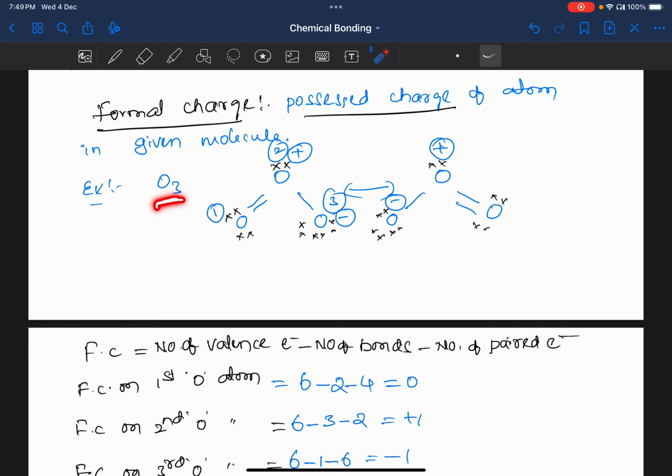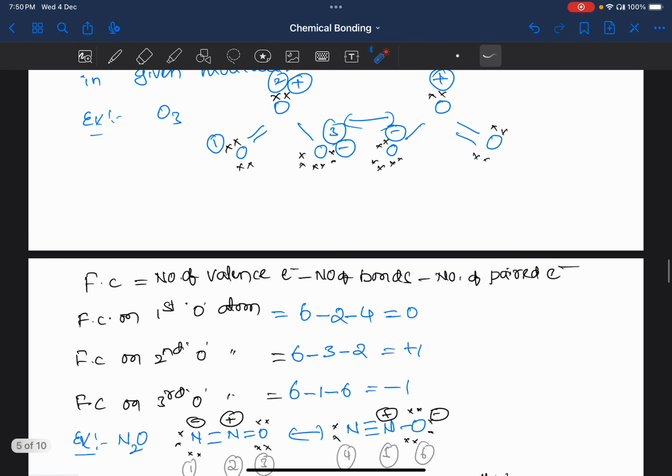Here I took the ozone molecule. These two are the resonance structures of the ozone molecule. In the first structure, the double bond is present in this direction, whereas in the other structure, the double bond is present in the opposite direction. Now I wrote first oxygen atom, second oxygen atom, third oxygen atom. First, I have to find the formal charge on the first oxygen atom.